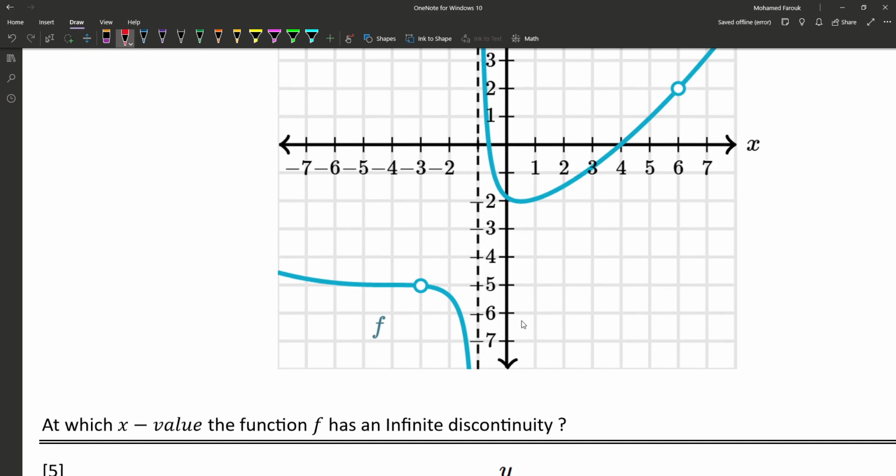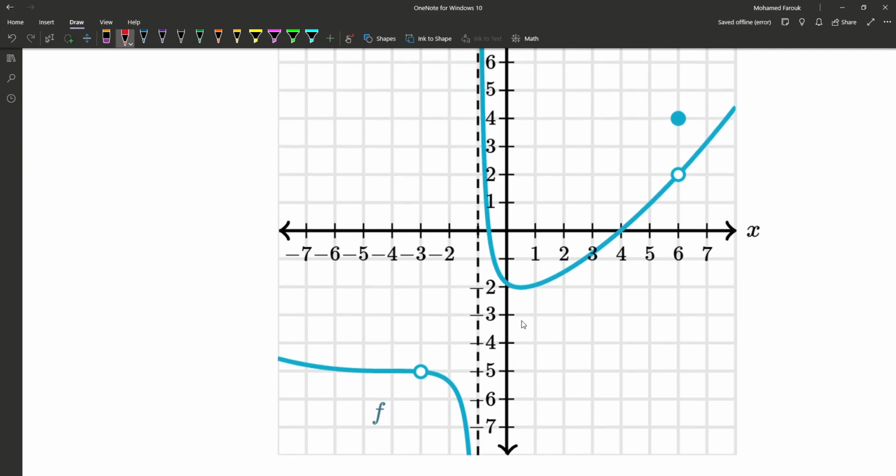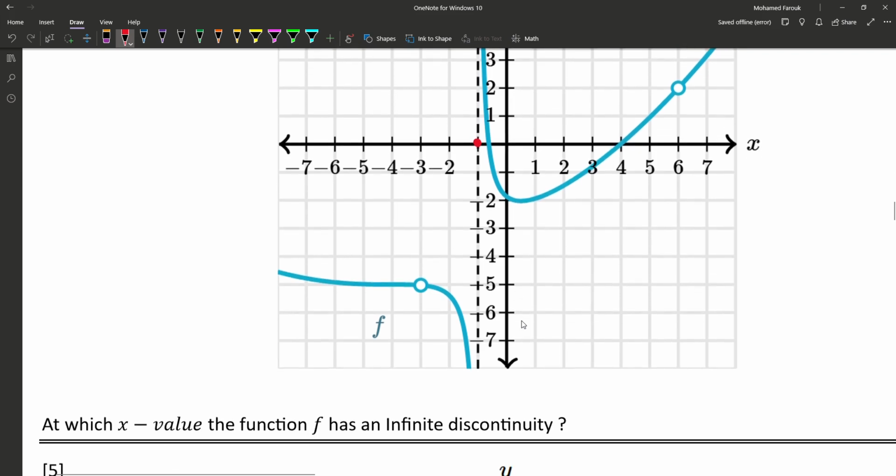At which x value does the function f have an infinite discontinuity? Okay, this function is discontinuous at 3 values of x, at -3 and at -1 and at 6. So about infinite discontinuity, it will be -1 because one of the sides is going to infinity, the other one is going to negative infinity. So either way, if any of the two sides of the function is going to infinity or negative infinity, it will be infinite discontinuity. So it will be at x equal to -1.